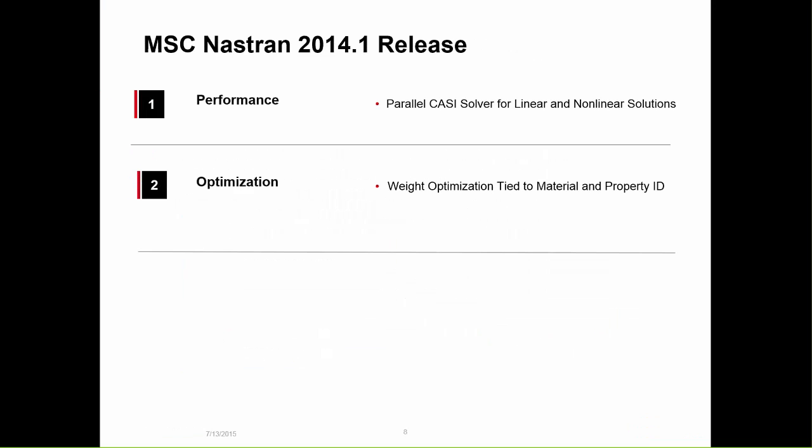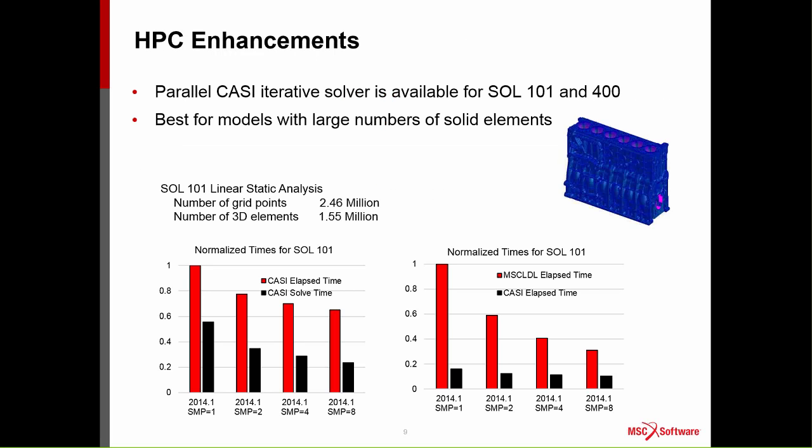So let's talk about Nastran 2014.1. Nastran 2014.1 is a point release. There are really two things in terms of new capabilities, and of course the other one, which we never really mention, is there were a significant amount of defects that were closed between the 2014 release and the 2014.1. So the two topics I'm really going to talk about is the use of the iterative solver, the CASI iterative solver for parallelization, and some new capabilities for weight optimization. So the CASI solver in MSC Nastran, traditionally it's used for, again, large, bulky models.